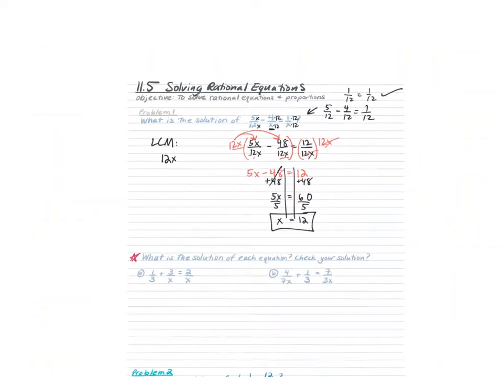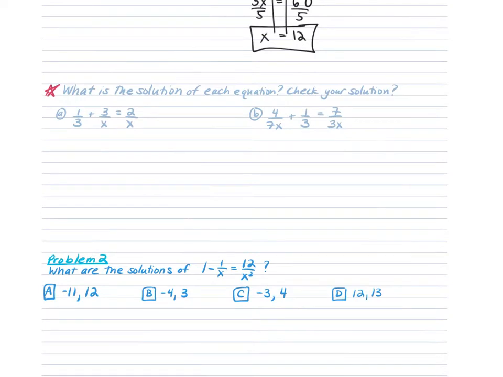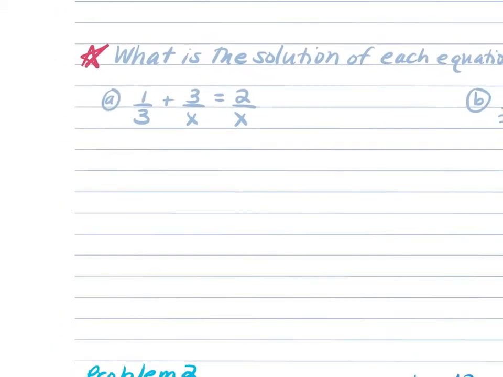So try this next one on your own. What's the solution of each equation? You can actually try both of these. Let's start with this one, and then let's go over it, and then you can try B second. So press pause, try this on your own, and then check back for the solution.